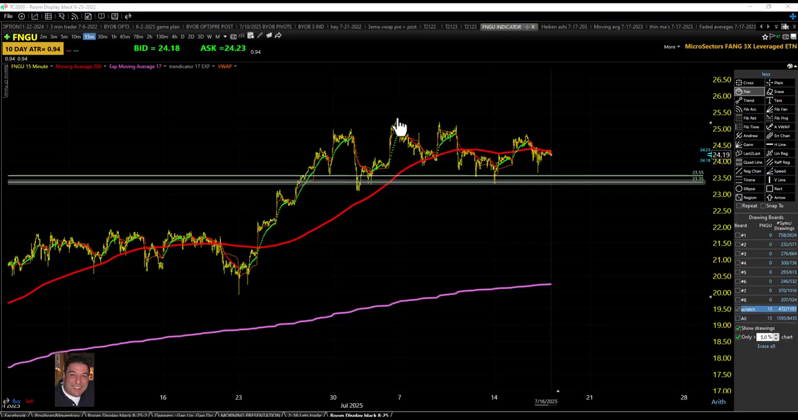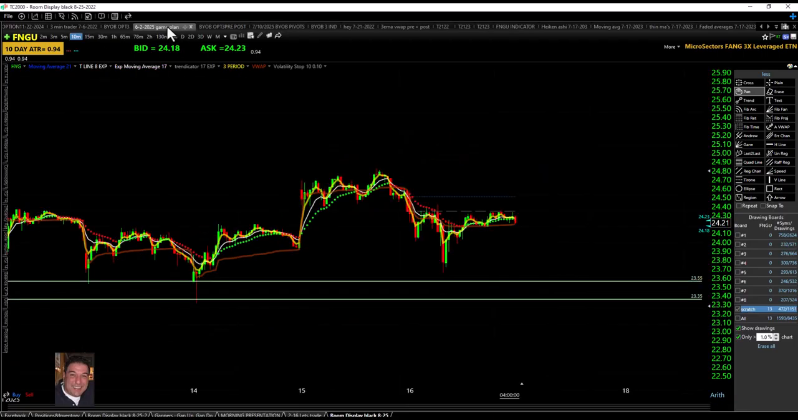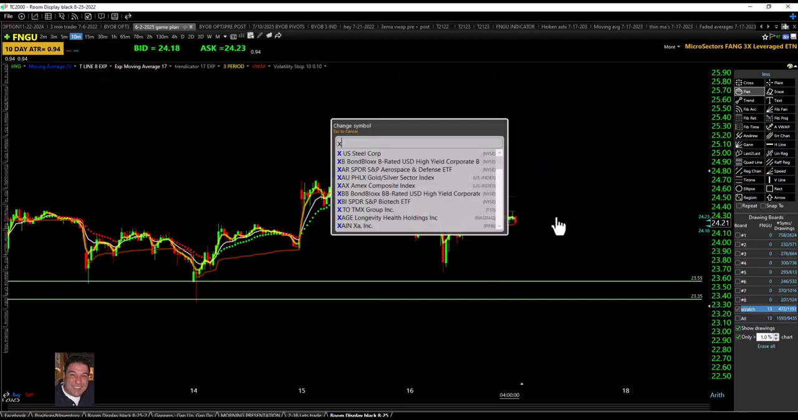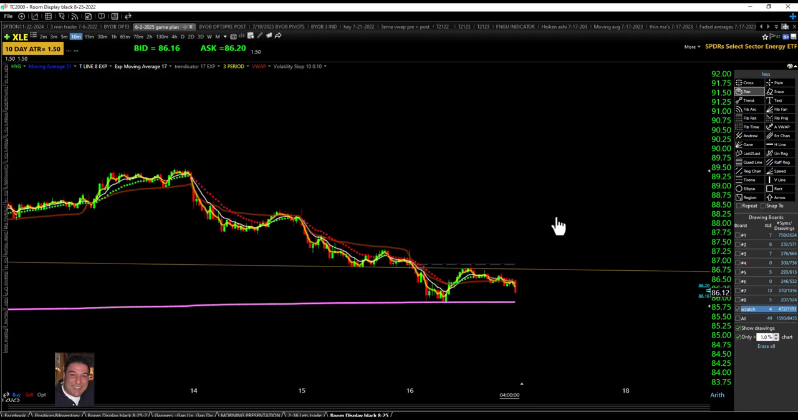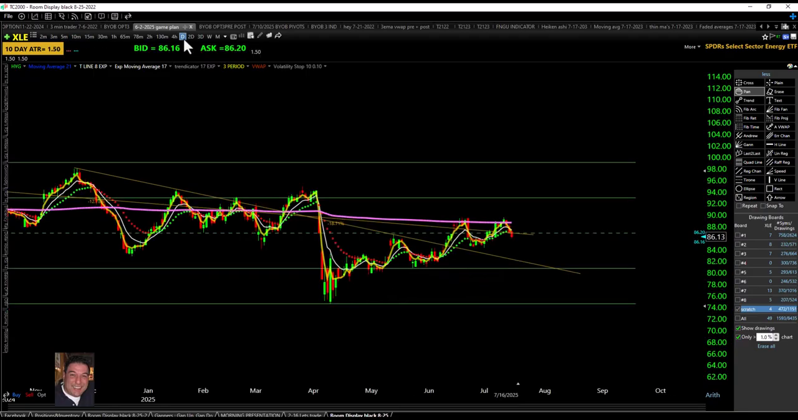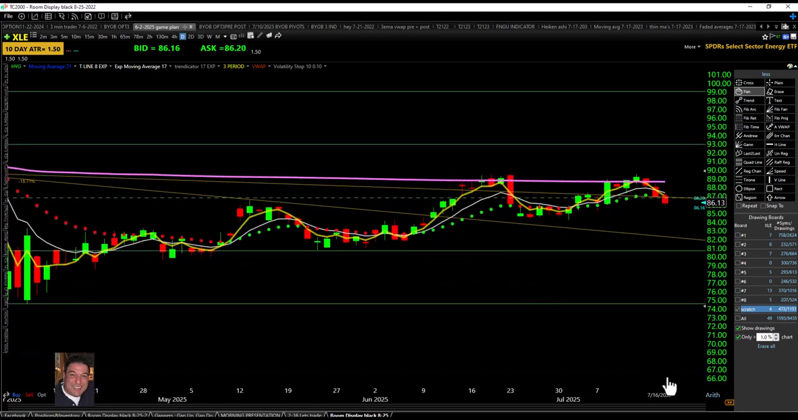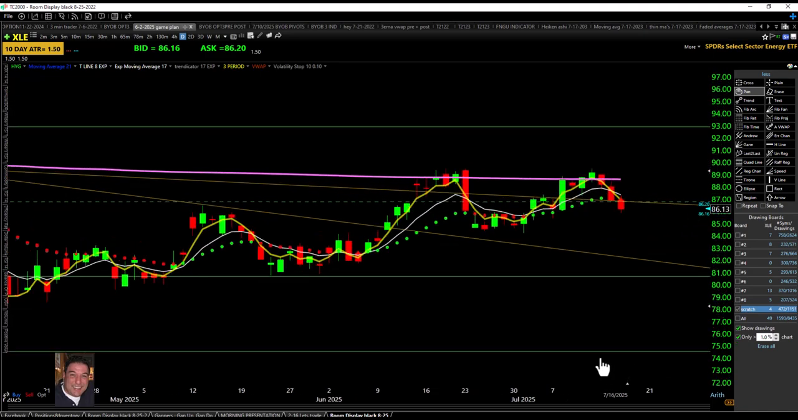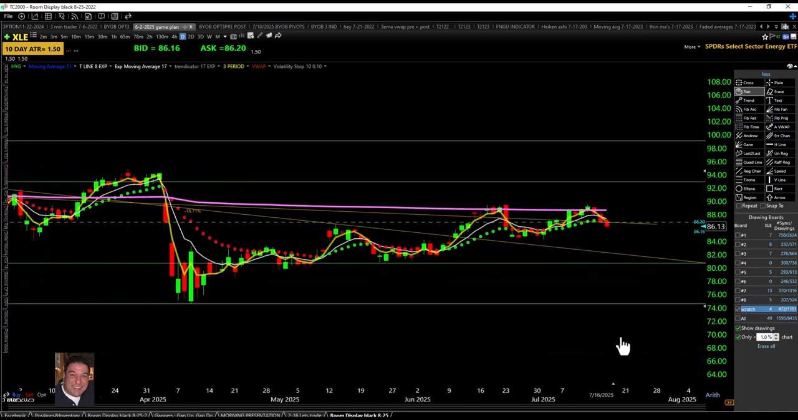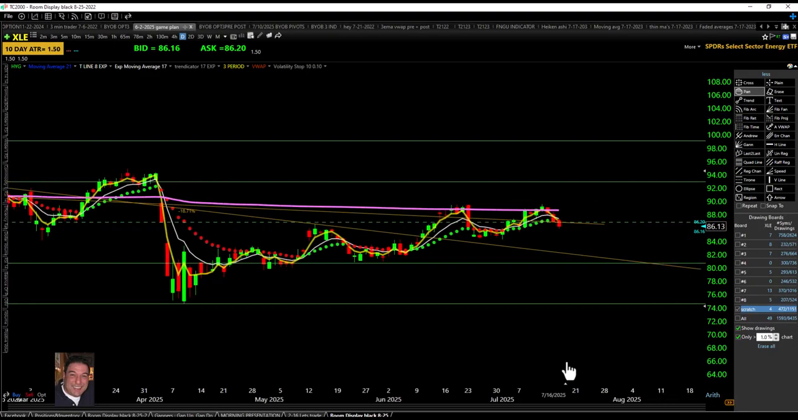So that's FNGU. Let's take a look at a few sectors. And we'll come over to this one right here. Let's take a look at XLE. And we'll look at it on the daily chart. Okay, XLE. I'm going to zoom out a little bit and then push it over.